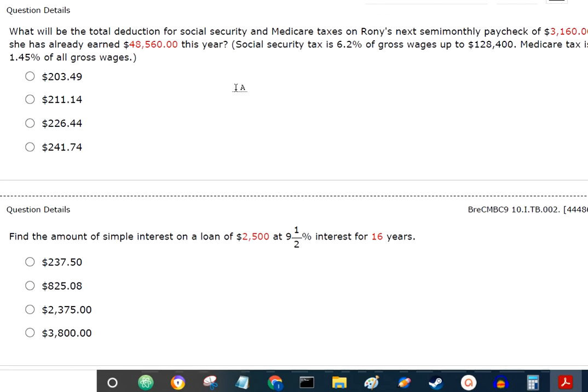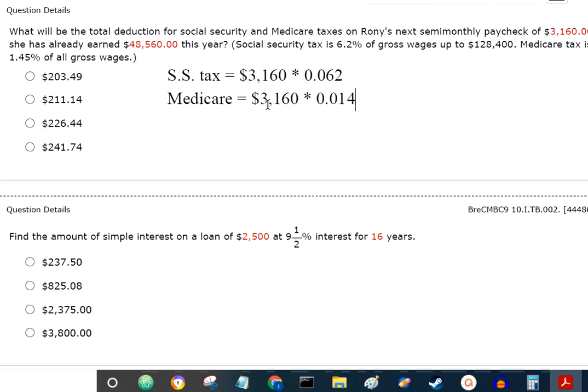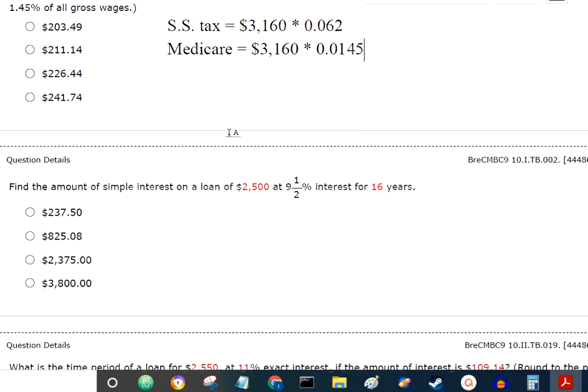Question 27, what is the total deduction for Social Security and Medicare? We've done something similar to this, unless they're self-employed. They've already earned $48,560. They're not above the threshold for a cutoff yet. So your Social Security tax, there's no funny business. Take the 3,160, multiply that by 0.062. Take the 3,160, multiply that by 0.0145. And then you've got to add those together because they want the total deduction. So add those two results together.